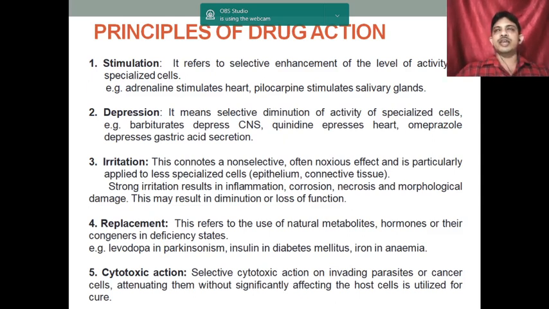Next is the cytotoxic effect. A number of drugs act by producing a cytotoxic effect, for example drugs used in the treatment of tumors or cancer cells. They go and kill the unwanted cells, such as cancer cells, tumor cells, parasites, viruses, and bacteria. They kill that particular living cell which is not required for our health. So we call that cytotoxic action.